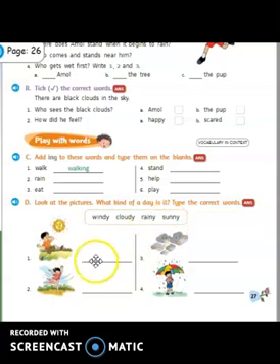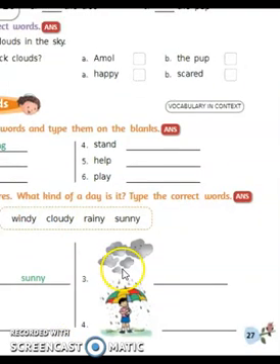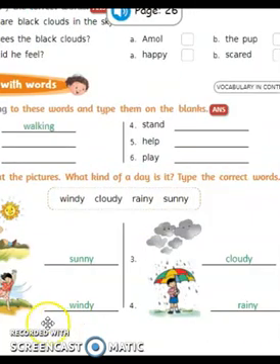So the spelling is sunny, sunny. Next one, you can see the flow of wind. So it is windy. Third one, you see dark clouds. So that day is cloudy. Fourth one, the boy is having an umbrella and it is raining. So the day is rainy. So this is how you're supposed to write the answers.